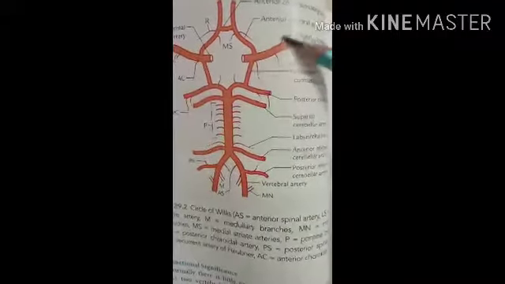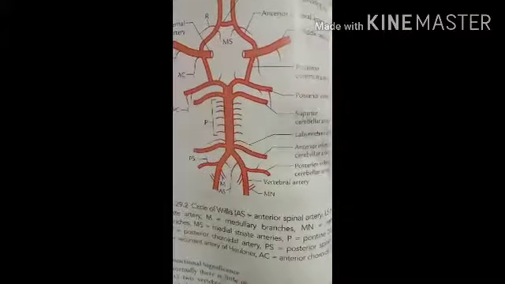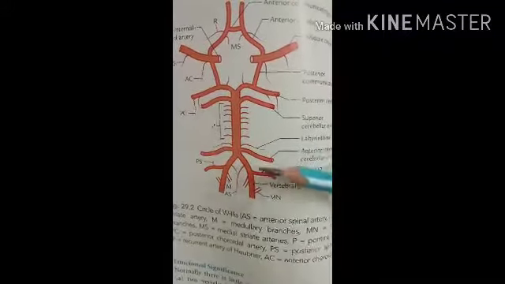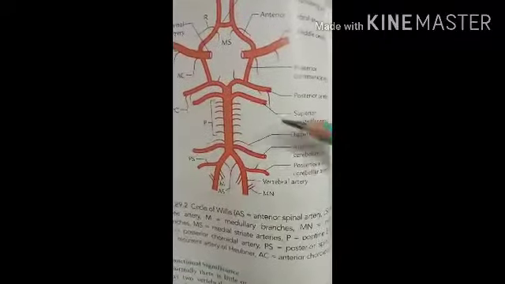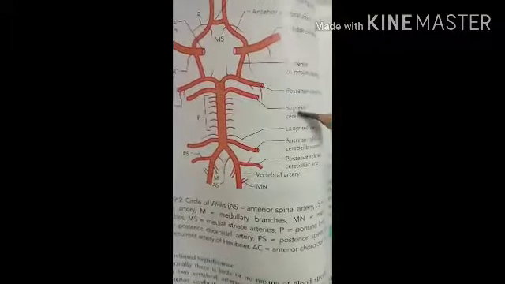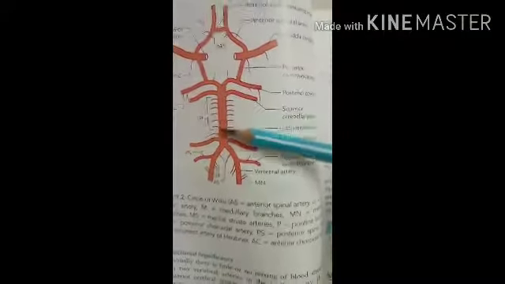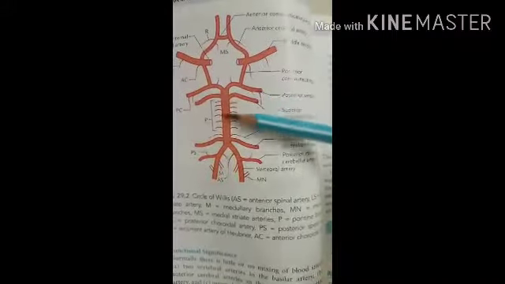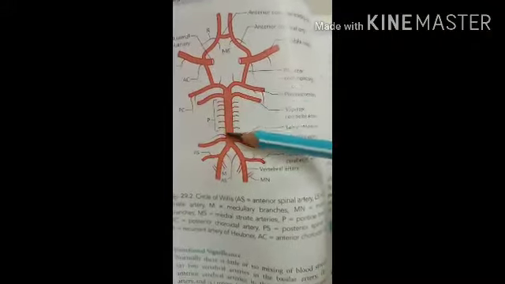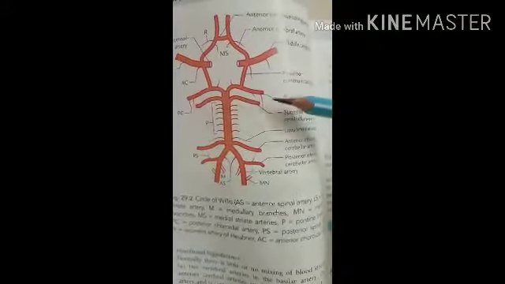Then let's see the blood supply, or the arterial supply, of the cerebellum. The arterial supply of the cerebellum is by three pairs of cerebellar arteries. First, the superior cerebellar artery. It is a branch of the basilar artery, which you can see here, and it supplies the superior surface of the cerebellum.